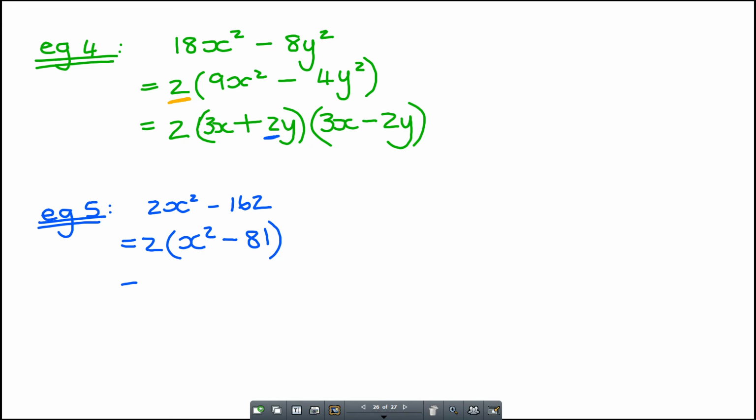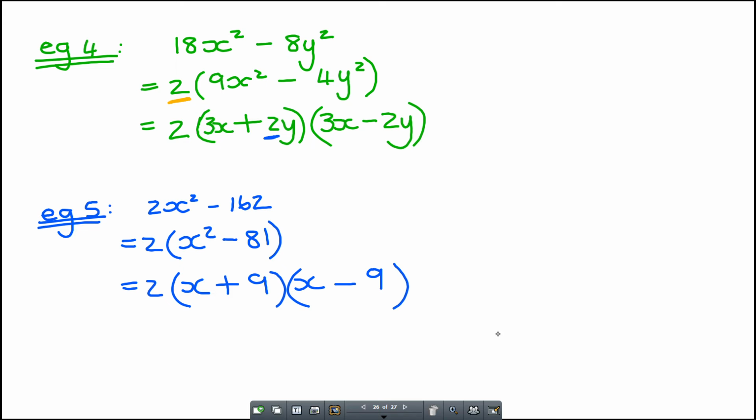Now that bracket I can factorize further because the bracket is a difference of two squares. So that will become 2 brackets, one with a plus, one with a minus. What is the square root of x squared? x. And what's the square root of 81? 9. Okay, you guys good? Right, so now we can mark here.